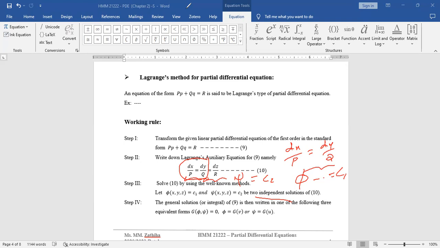Okay, let me ask the people. 009, can you answer me? How to solve this one? If you have dx, forget about P. Anyway, dx equal to dy. How to solve to get C1? It is a differential equation to get the original solution. What is the idea?